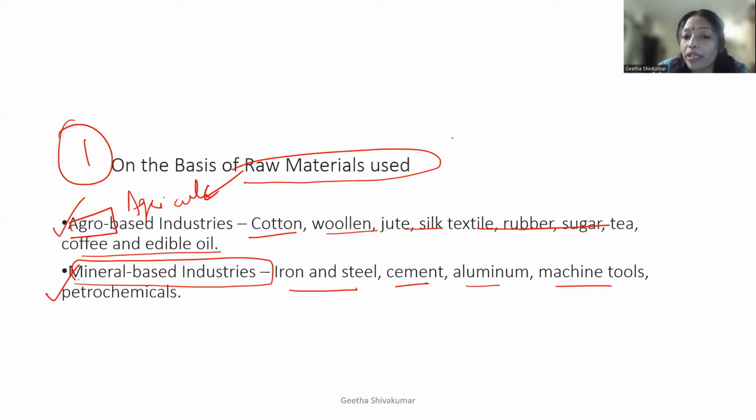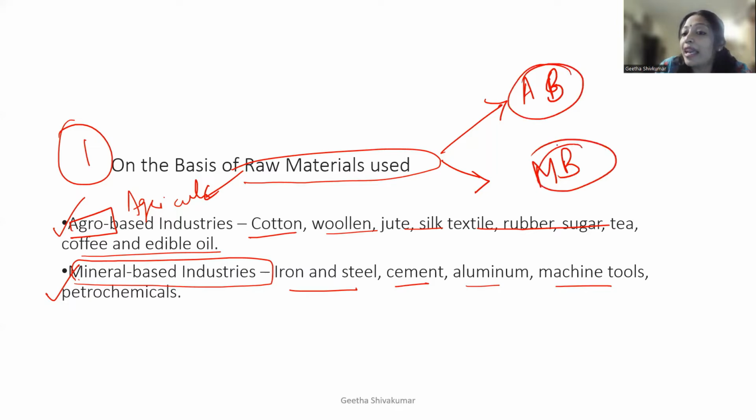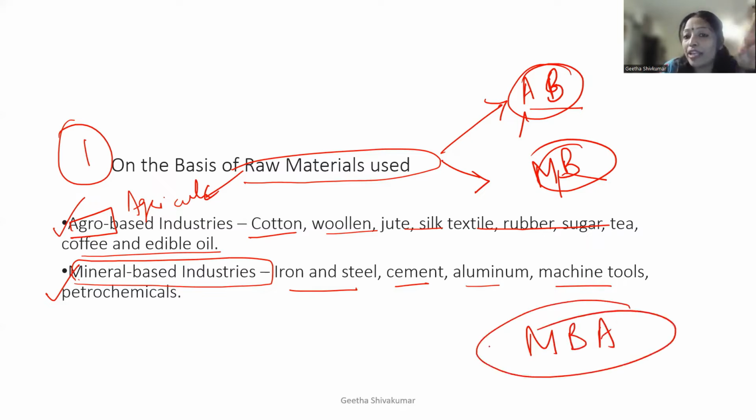So on the basis of raw material, we can classify the industries into AB and MB. Easy. A means agriculture-based industries, MB means mineral-based industries. Simple way how you can learn: if you talk about on the basis of raw material used, there are 3 alphabets and one is common, B is common. So if we use MBA, okay, MBA based on the raw materials, agriculture-based industries and mineral-based industries. I hope this will be easy for you to remember.